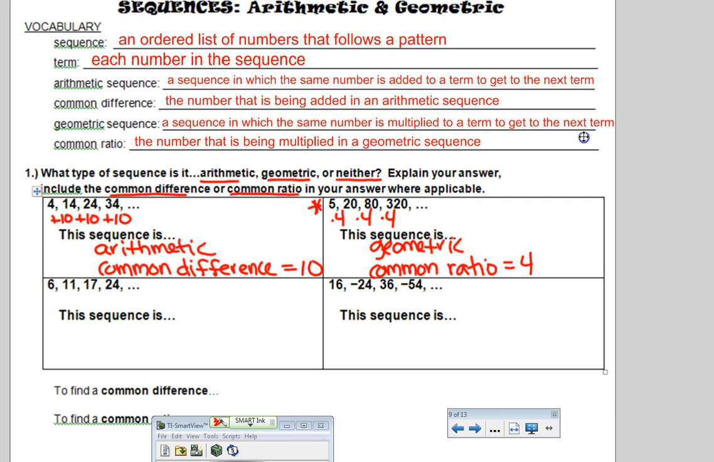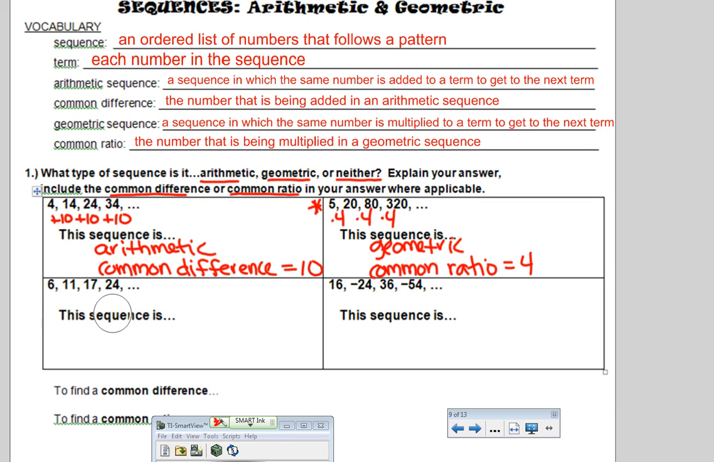Okay, well, 6 to 11, let's see. We have plus 5. Okay, but then 11 to 17 is actually plus 6. And 17 to 24 is actually plus 7. So it's not adding the same number. So it's not arithmetic.